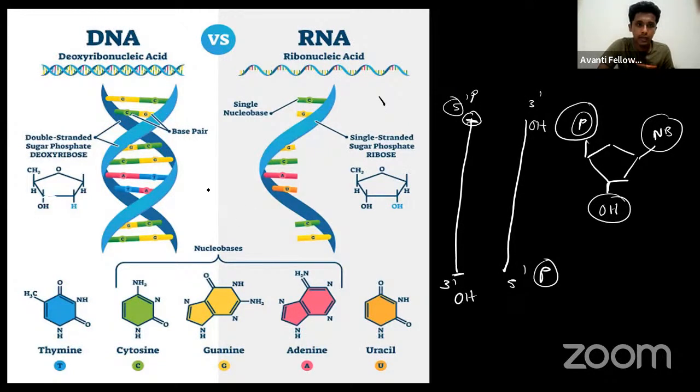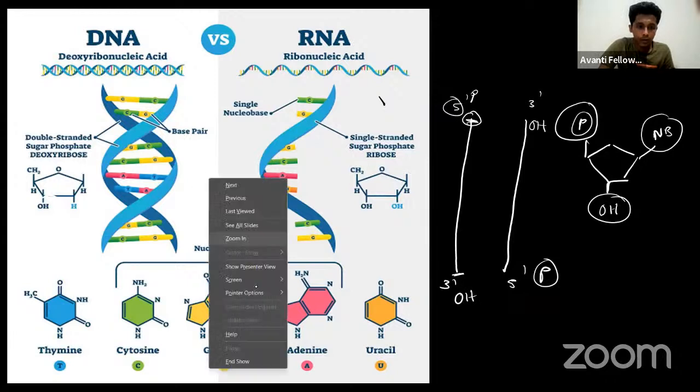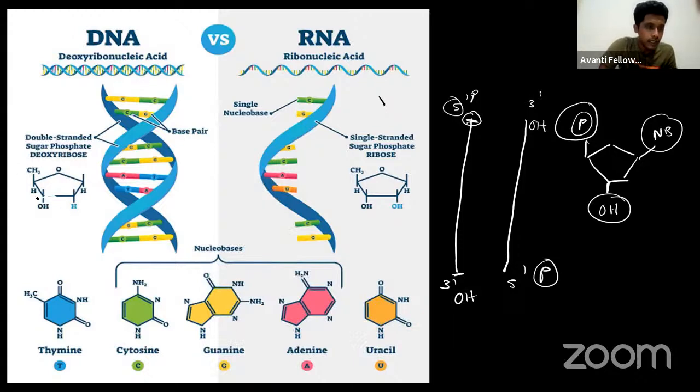Let me change the ink again. See here, in the third position there is only one OH. But if you compare with the RNA structure, this is the third carbon and this is the second carbon of your sugar. Whatever we have written here is a sugar. In the second carbon atom there is an OH group, and in the third carbon atom also there is an OH group. Because of this extra OH group present at the second position in RNA, it becomes exceptionally unstable.